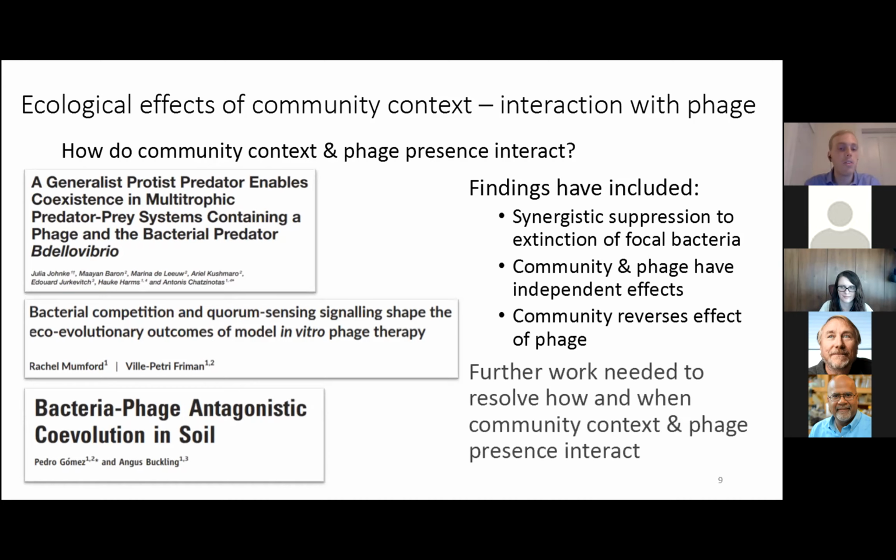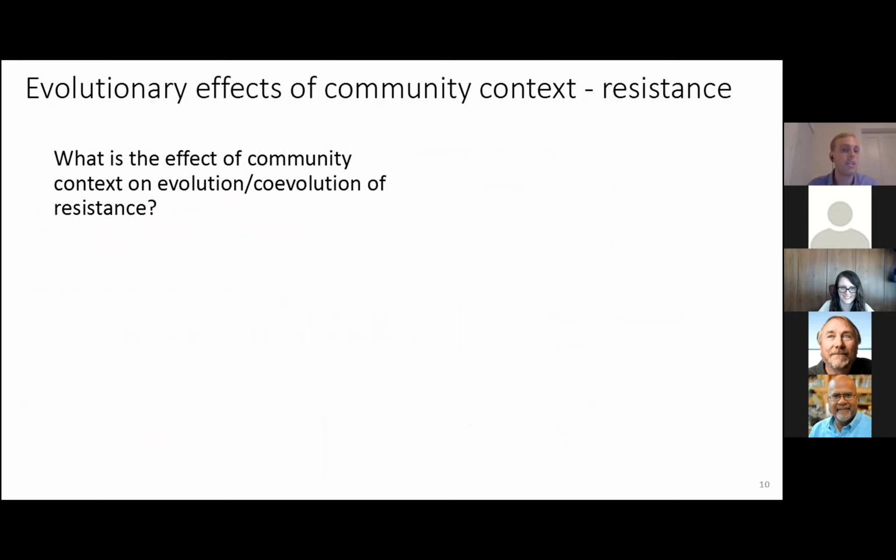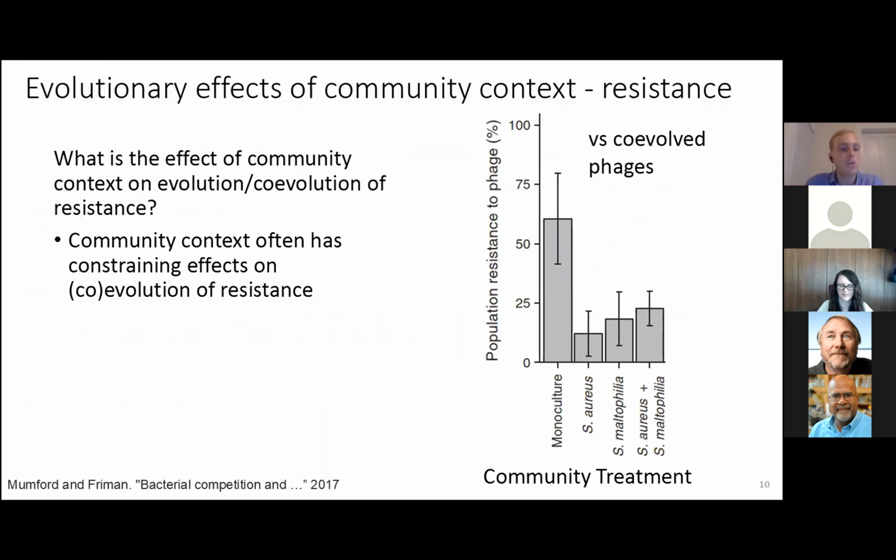Now going on to the evolutionary effects of community context, a lot of papers naturally will look at the evolution of bacterial resistance to phage infection. And so we also summarize the effect of community context on the evolution of that resistance. So again, showing some data from Mumford and Freeman, published in 2017, among other data that they showed, they measured the percent of populations resistant to phage after evolution in one of four treatments. So monoculture, co-culture with Staph aureus, co-culture with Staph multifilia, and co-culture with all three.